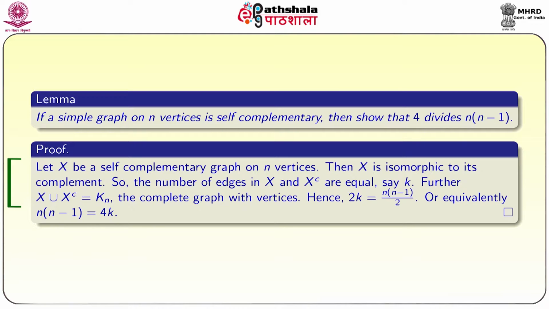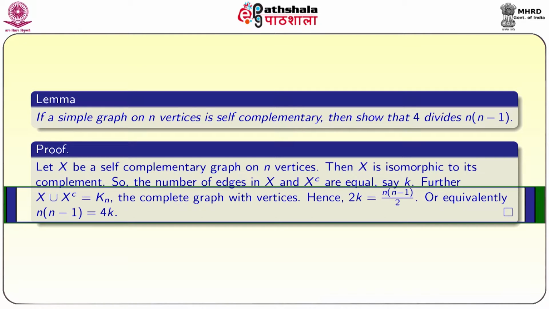So, the number of edges in X and X complement are equal, since they are isomorphic and have the same number of edges, same number of vertices and so on. So, X and X complement have the same number of edges, say k. Further, we know that X union X complement is equal to Kn, the complete graph with n vertices.